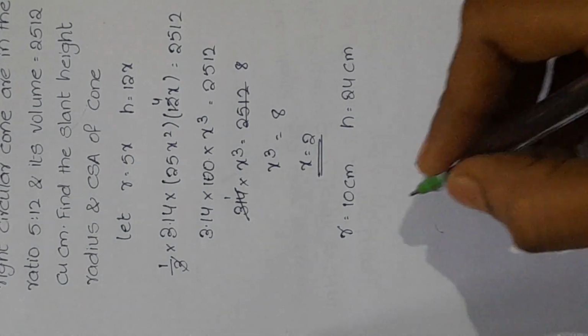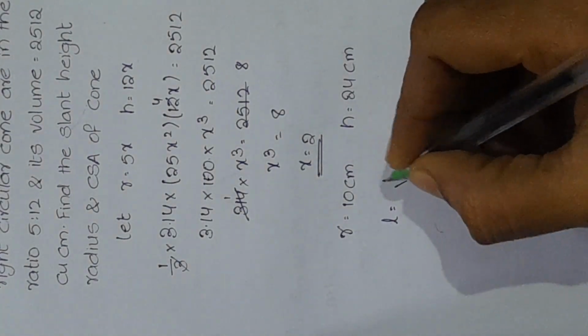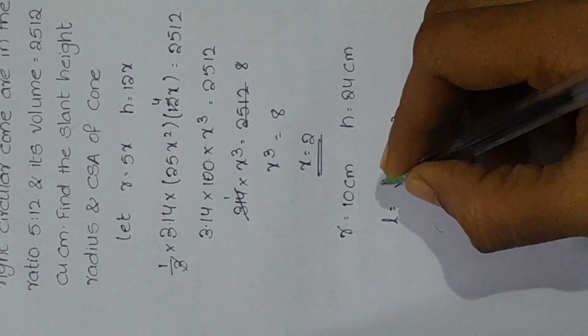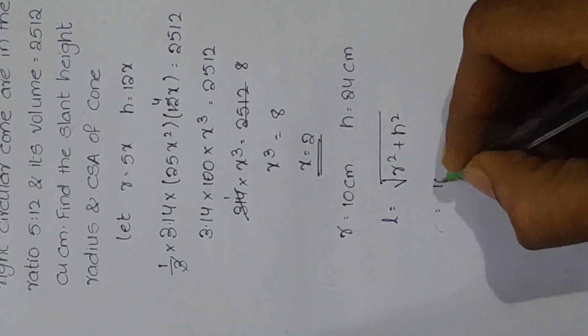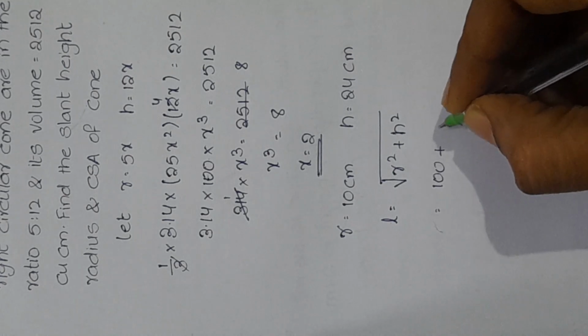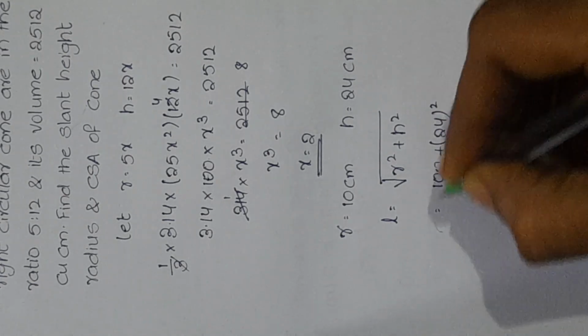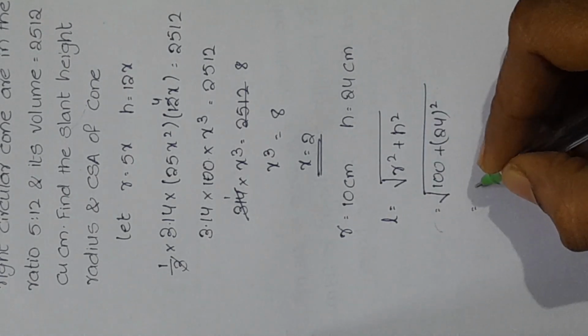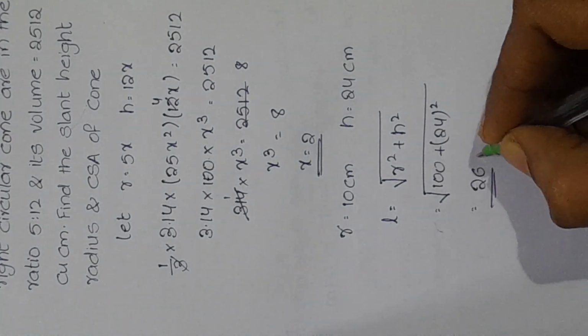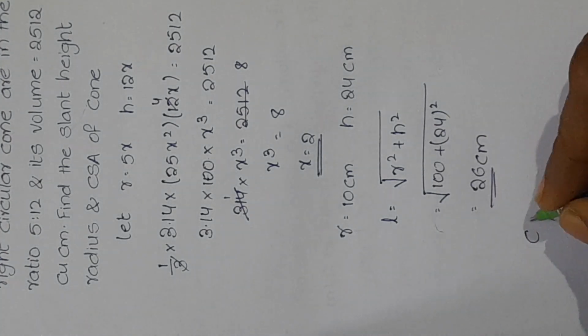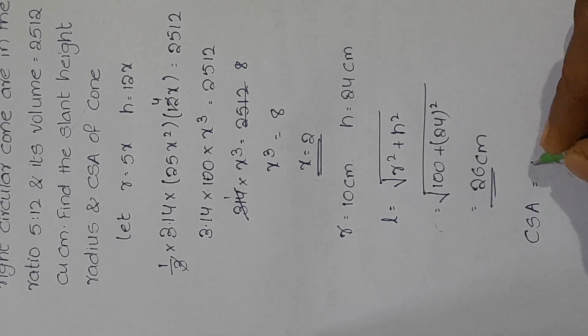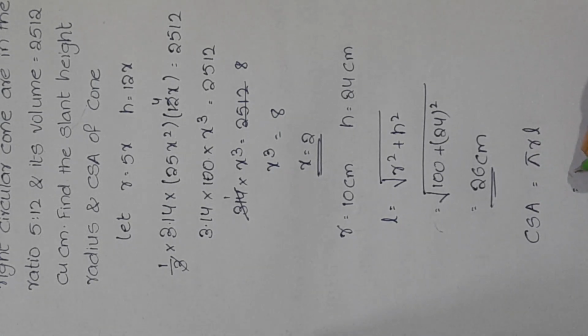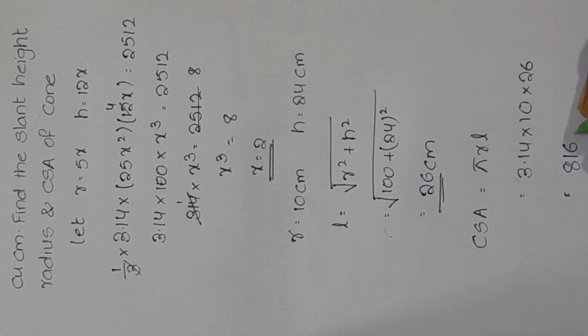Now we should find the slant height. So L is equal to root of r square plus h square, which is equal to r square value is 100 plus h square, that is 24 square, which is equal to 26 centimeters. The slant height is 26 centimeters. Now we should find the curved surface area. The curved surface area is pi r L, which is equal to 3.14 into r value is 10 into L is 26. On multiplication we get 816.4 centimeters square.